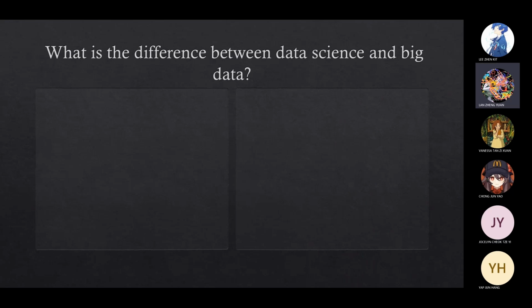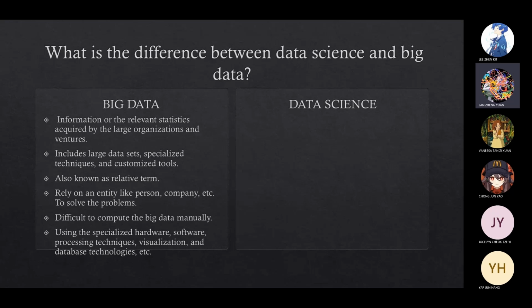Hi, I'm Han Yuan, the group member in charge of presenting the difference between data science and big data. First, look at big data. Big data is text information or the relevant statistics acquired by large organizations and ventures. And the ways to calculate big data include large data sets, specialized techniques, and customized tools. It's so limited.